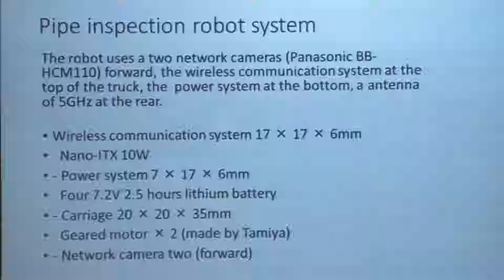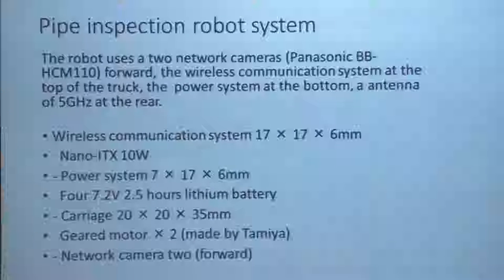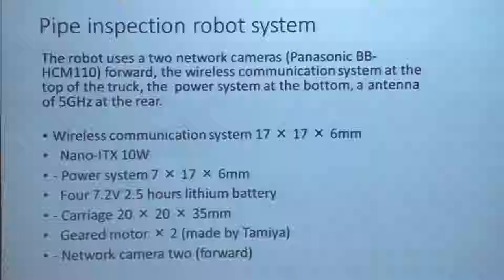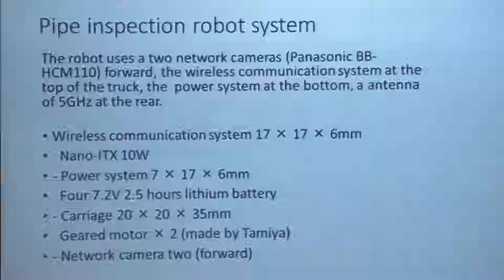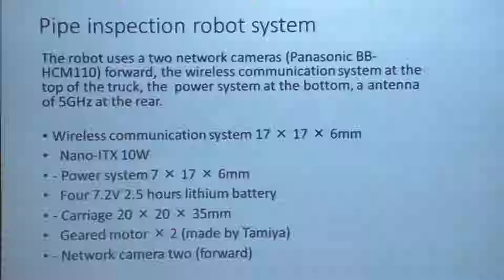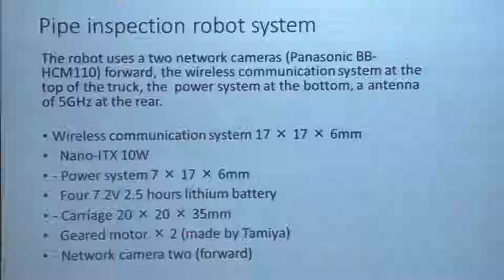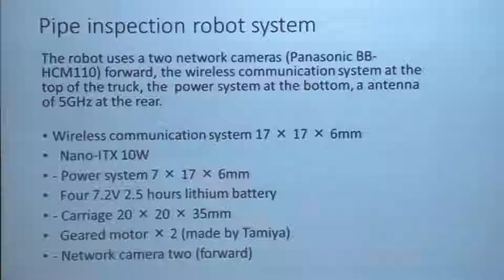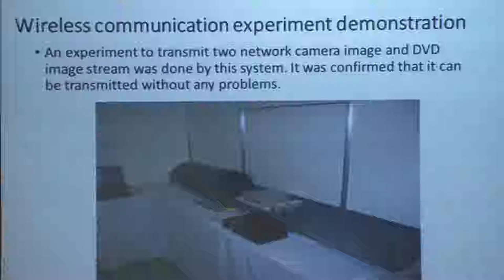And the power system is this size. And this is a 472 volt, 2.5 hour lithium ion battery. And the carriage size is like this, and we use two gear motors. These are made by Tamiya, Japan, okay? And the network camera too, okay, here. And by using this camera and this system, we check the performance, okay?